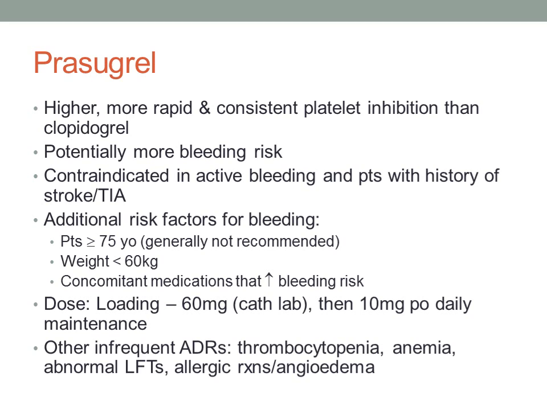Some additional risk factors for bleeding are in patients that are greater than or equal to 75 years old. In this case, it's generally not recommended that these patients receive this drug because they had higher rates of bleeding in the initial clinical trials. Specifically in those 75 and older, there is a higher risk of fatal and intracranial bleeding with uncertain benefit. So it's generally just not recommended. You also have to use caution in patients that are small, less than 60 kilos, and when using other medications that can increase bleeding risk. Loading dose is 60 milligrams given in the cath lab and then 10 milligrams daily as maintenance. Other infrequent ADRs are thrombocytopenia, anemia, abnormal LFTs, and allergic reactions and angioedema.